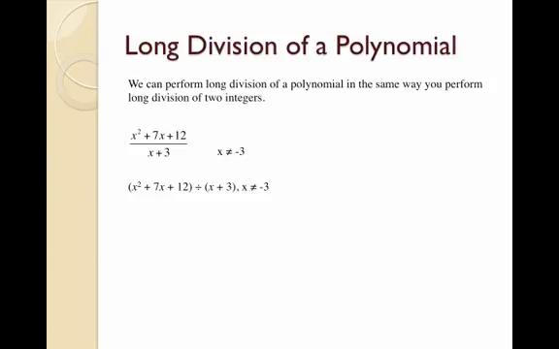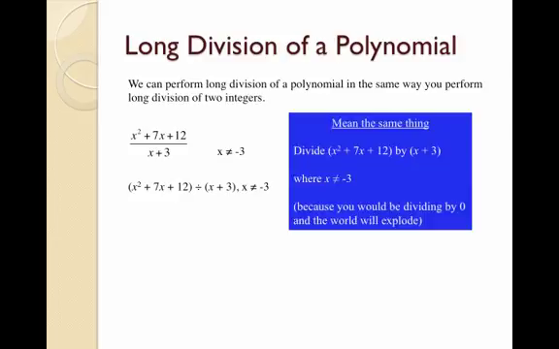Division of a polynomial can come in a couple of forms. The first looks at a fraction, but really what we're doing is dividing the polynomial x squared plus 7x plus 12 by x plus 3. In the second example, it is written out more clearly as a division. Either way, x cannot equal minus 3. Can you see why? Because while they mean the same thing, if x equaled minus 3, then we would be dividing by 0, which would indeed make the world explode.